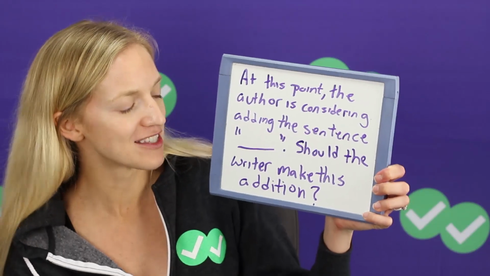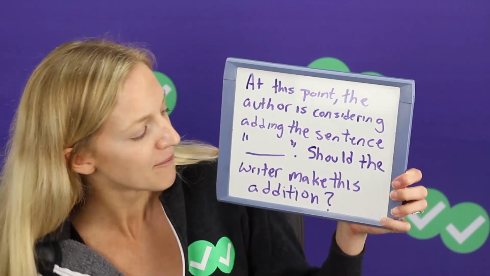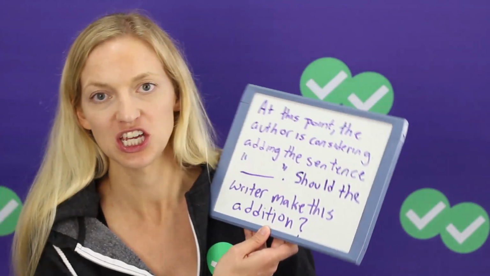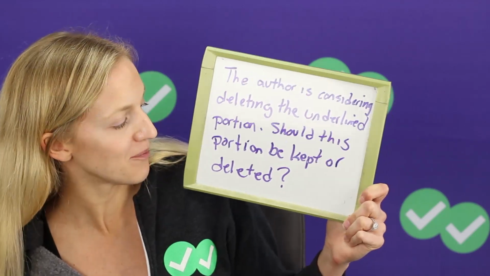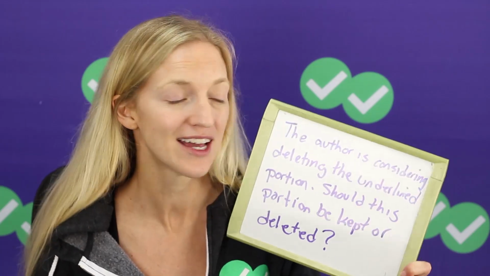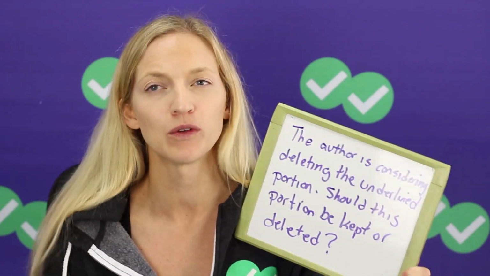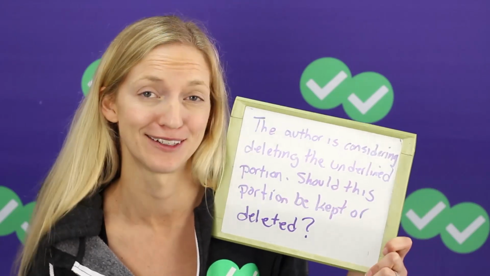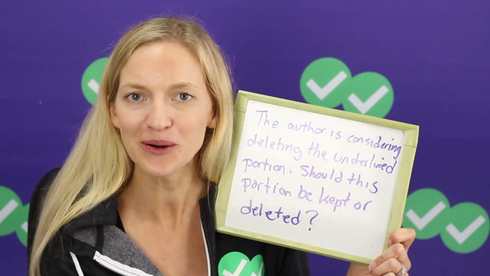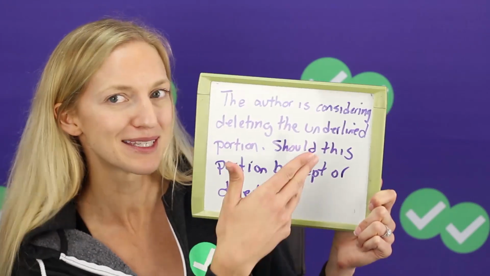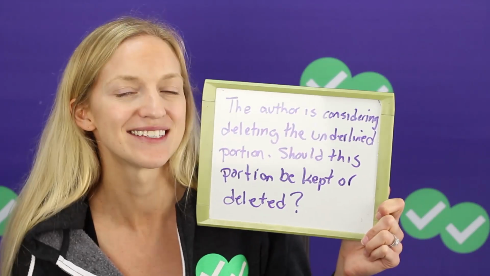What I mean by the adding or deleting sentences questions are questions that look something like this. At this point, the author is considering adding the sentence, blah, blah, blah. Should the author make this addition here? Or something that looks like this. The author is considering deleting the underlined portion. Should this portion be kept or deleted? So some variation on these two questions, whether you should be adding or deleting a sentence. If you've even seen one ACT exam, I guarantee you've seen a question like this. And then your answer choices are going to say either yes, yes, no, no, because, or kept because, deleted because.